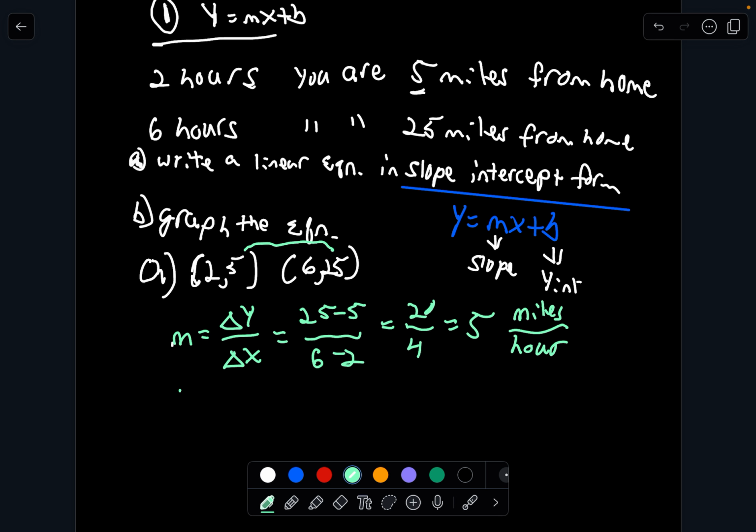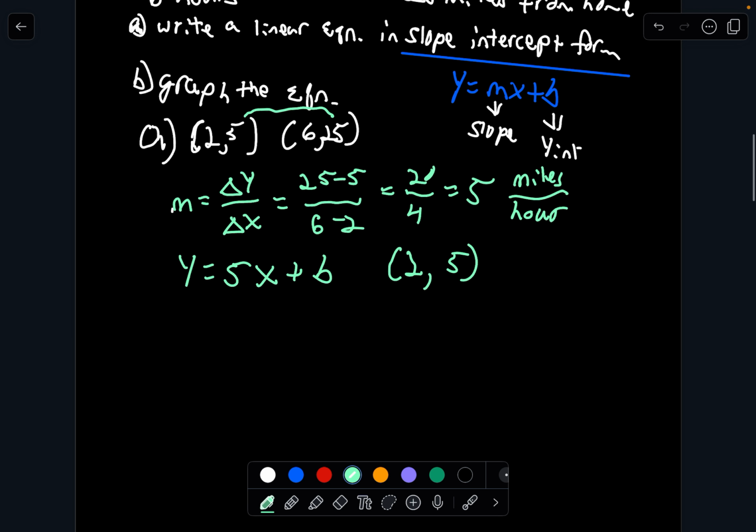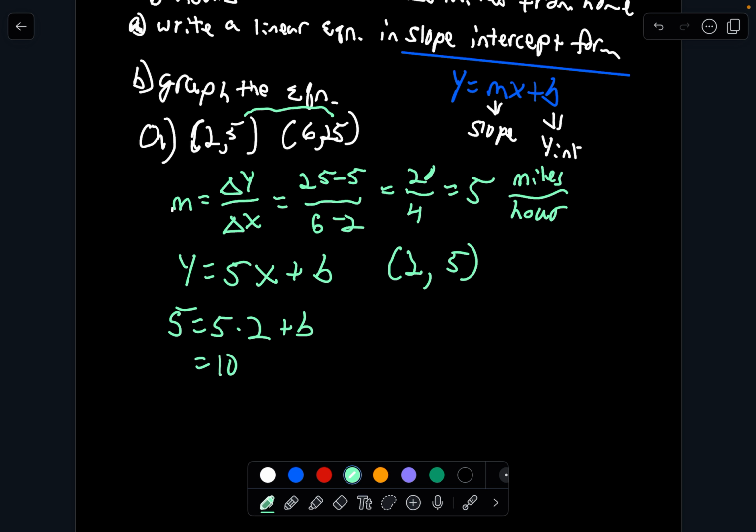So your equation looks like this so far: 5x plus b. We want to figure out b. And they told us that in 2 hours, you were 5 miles from home. So if you plug that in, you get 5 equals 10 plus b, and b equals negative 5. So your equation would be this.